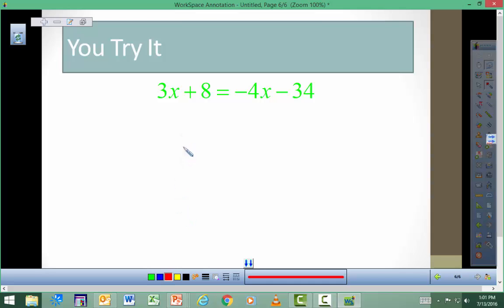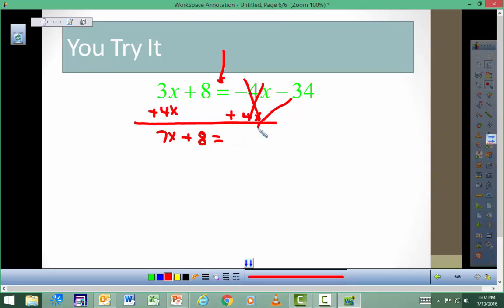So what do we want to do first? How about if we move these 4x's because they're negative, we'll move them over to the opposite side. And since we have an equal sign right here in the middle, we're allowed to do this. So I'm going to start out by adding 4x, and I'm going to add 4x over here. And that gives me 8 over here, and this gives me 7x. These simplify, they're not there anymore. And so I get this number over here, negative 34.